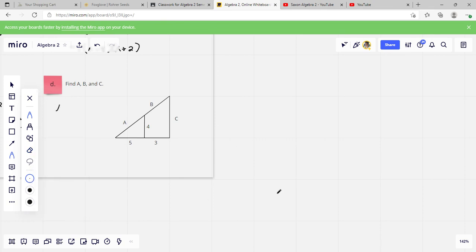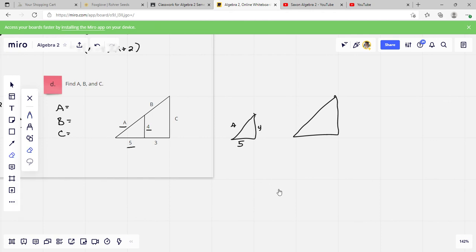All right, so first I'm just going to write A equals, B equals, and C equals. Then I'm going to copy these off as a small triangle and a big triangle. My small triangle will be 5, A, and 4 right there. My big triangle is going to have C right here for that. Then 5 plus 3 would be 8, and then A plus B.